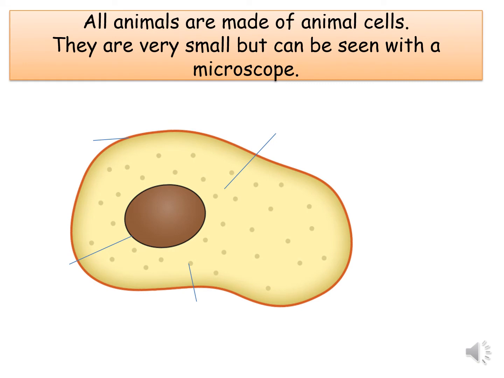Here is an example of an animal cell. All animal cells are made up of different components. They are very small, but like we said earlier, they can be seen with a microscope. What I would like you to do is pause the video for a moment and see if you can label the following components.